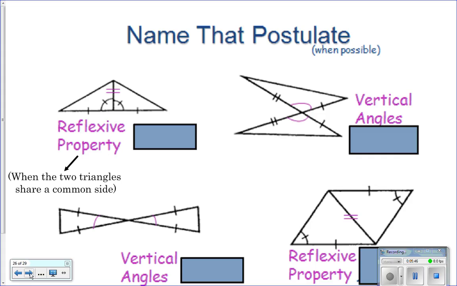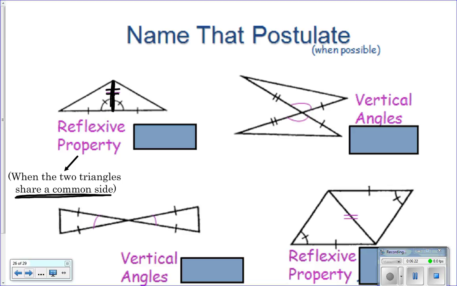Name that postulate. Again, the postulate is basically the rules that we've talked about, so SSS, SAS, and ASA. Here, our first example is called the reflexive property. The reflexive property is when the two triangles share a common side. And when they share a common side, which is right here, we automatically know that this side has to be the same for both triangles because it's literally the same side. It's literally that same line.